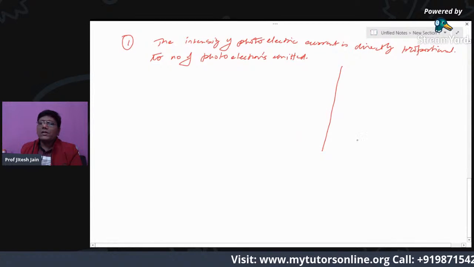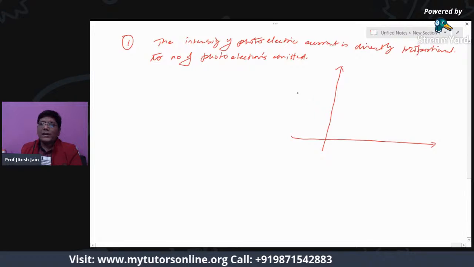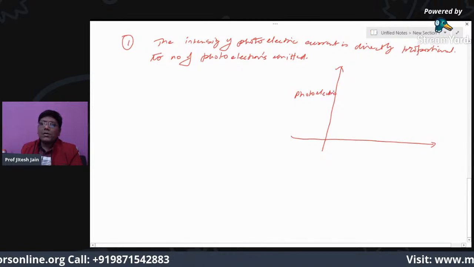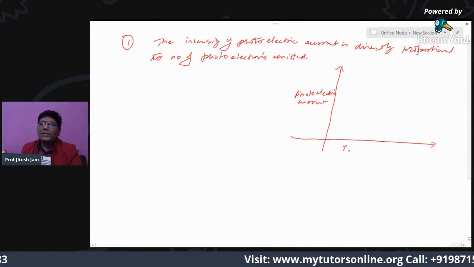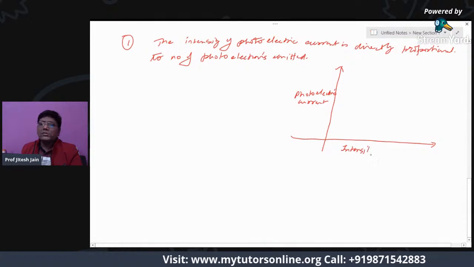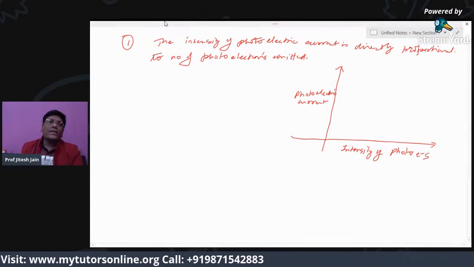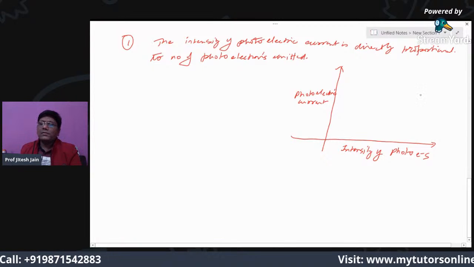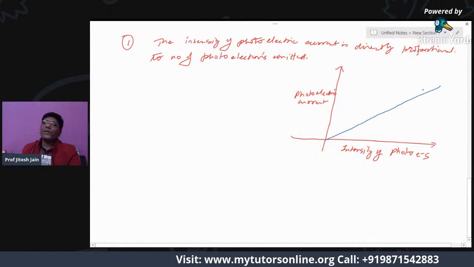Okay, that means if you draw the graph between the photoelectric current on one axis, and on the other axis you take the intensity, then the graph of this will always be a straight line. Okay, this kind of graph is going to be there, right?